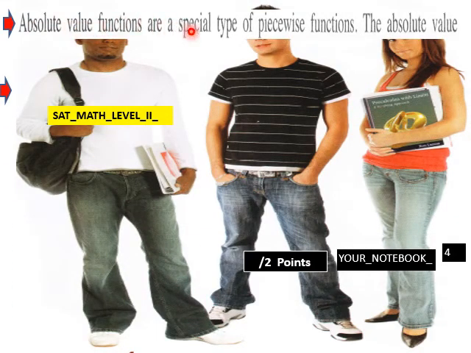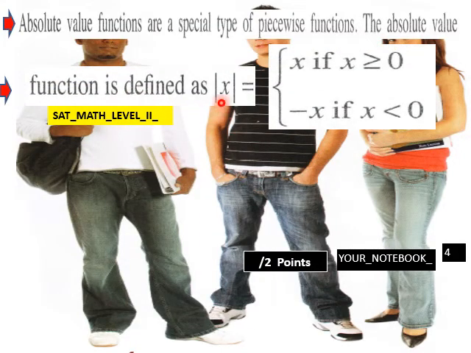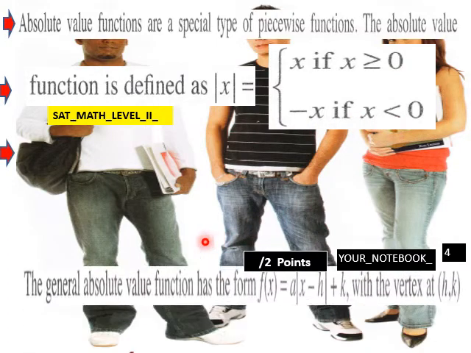Absolute value functions are a special type of piecewise function. The absolute value function is defined as: absolute value of x equals x if x is greater than or equal to 0, and negative x if x is less than 0.